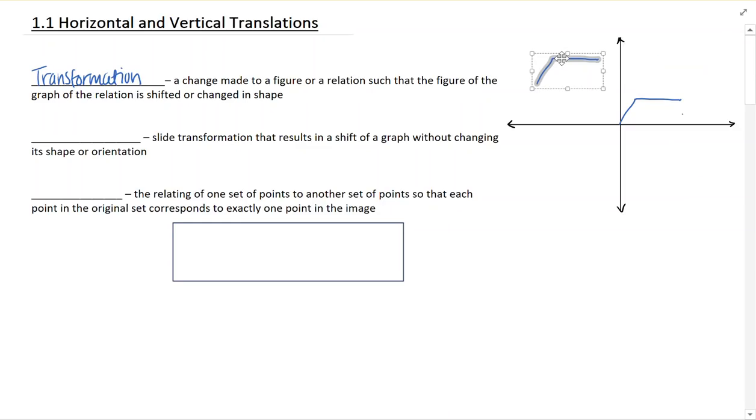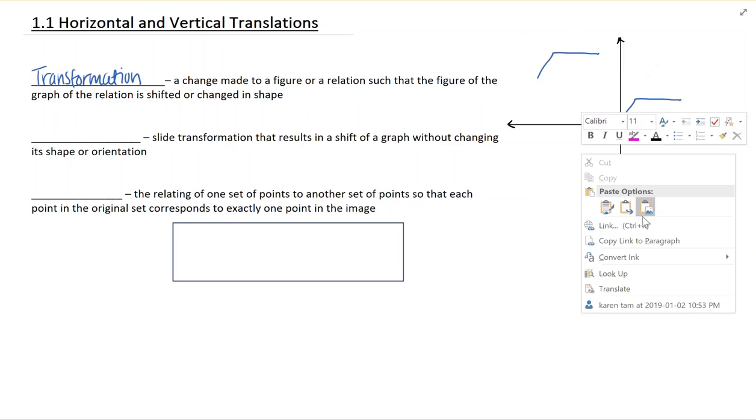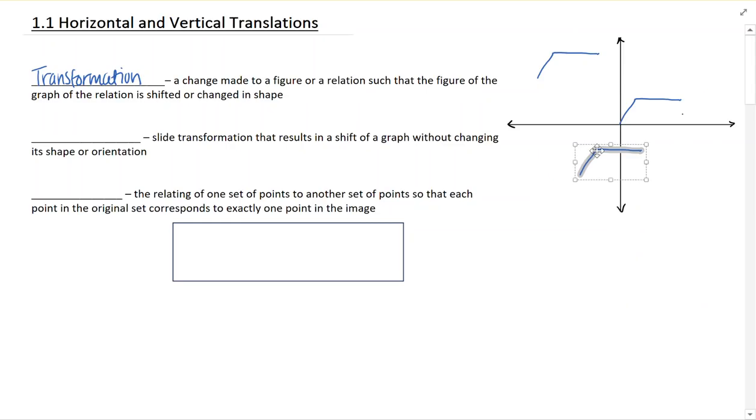One type of transformation is shifting it around. So just moving it all around the graph. I'm just going to have it stop up here. Okay, so that is a type of transformation. Well, if I paste another one, what else I can do is also stretch it horizontally and stretch it vertically. That is also a type of transformation.